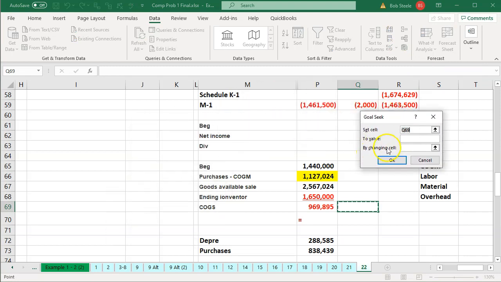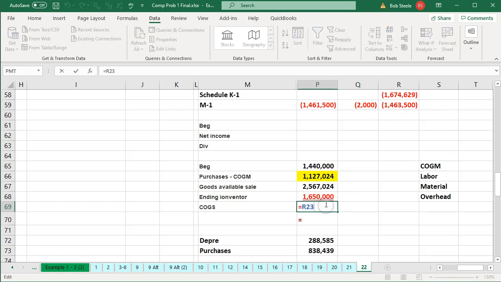I want to say, hey, it would be nice, Excel, if you could make this number, and set that cell, please, to the value, which I'll hard code, the 969895 by changing this number. And that's the calculation we want. And to do that, I need a formula down here. Hopefully that's a formula, but let's check it. And then I'll say, okay.